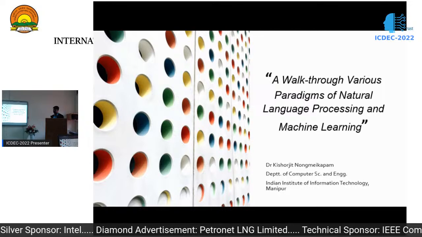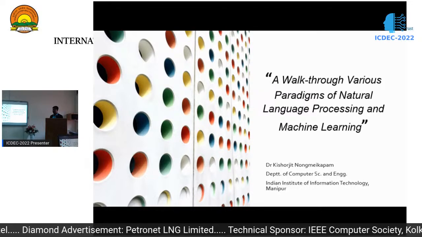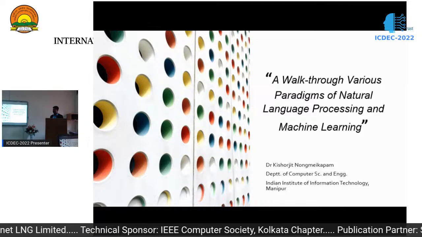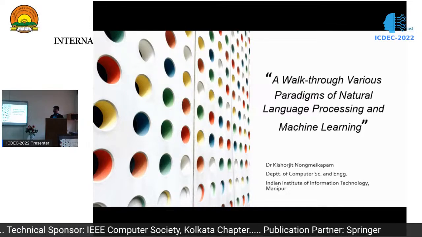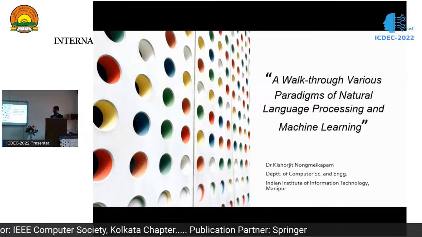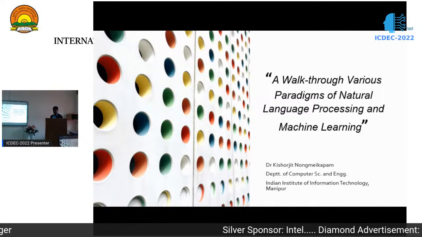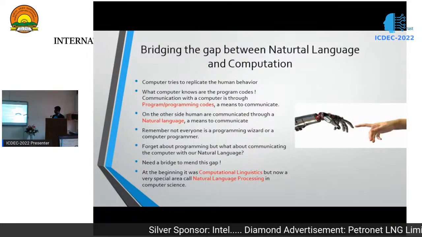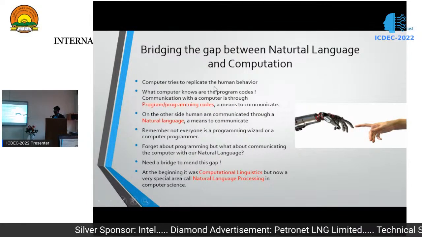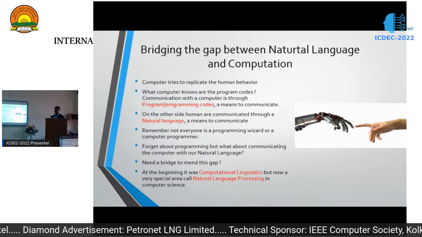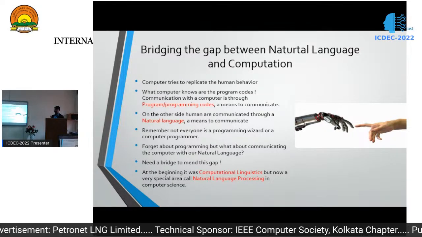So I try to put a topic as a walk through various paradigms of natural language processing and machine learning. Here, I'm trying to put up from the basics till a little bit of deep learning, so that everyone who is very new to this can also understand what is natural language processing. That is my target here. I'm not going to just discuss one particular topic. When we try to do something, we try to bridge our natural language with the machine. That is the main thing I just want to discuss.